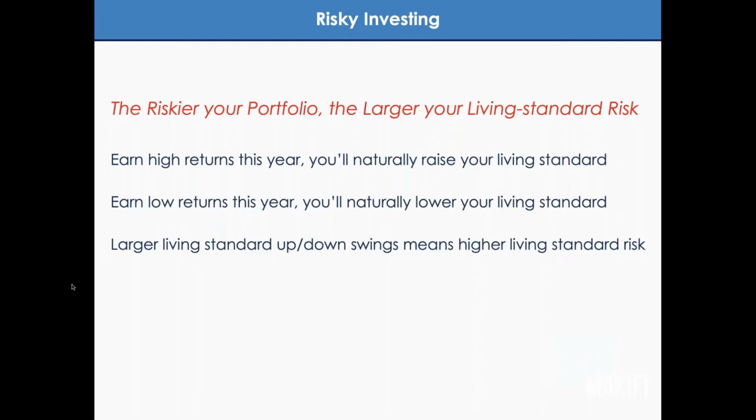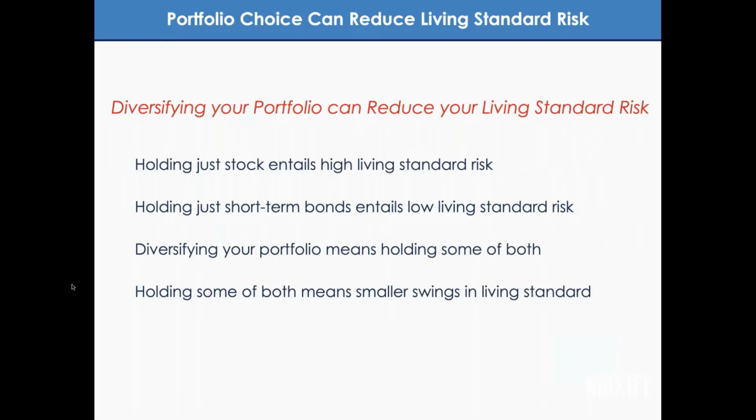And these up and down swings in your living standard associated with getting high or low returns refers to living standard risk. And we're trying to think about reducing that risk through diversifying your portfolio. If you just held stocks, you'd be in a much riskier position with respect to your living standard risk. If you just held cash or short-term bonds, you'd have lower living standard risk. Diversifying, again, is going to mean holding some of both, and that's going to reduce the swings in your living standard.